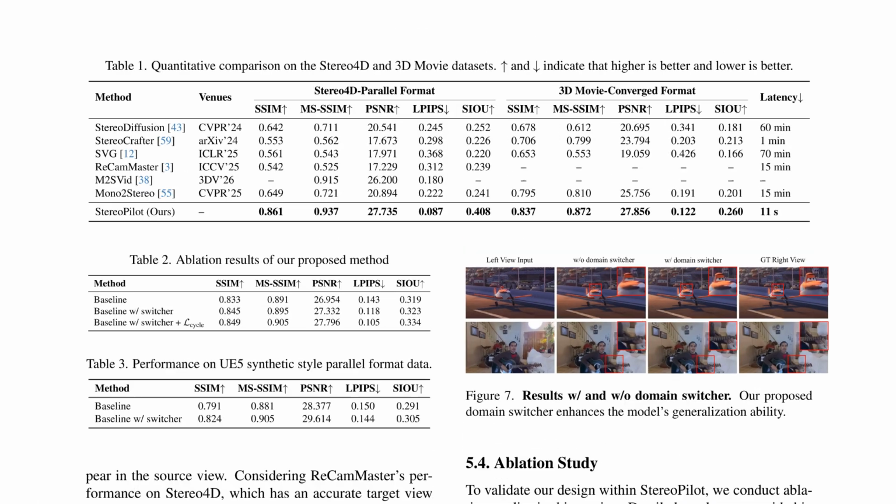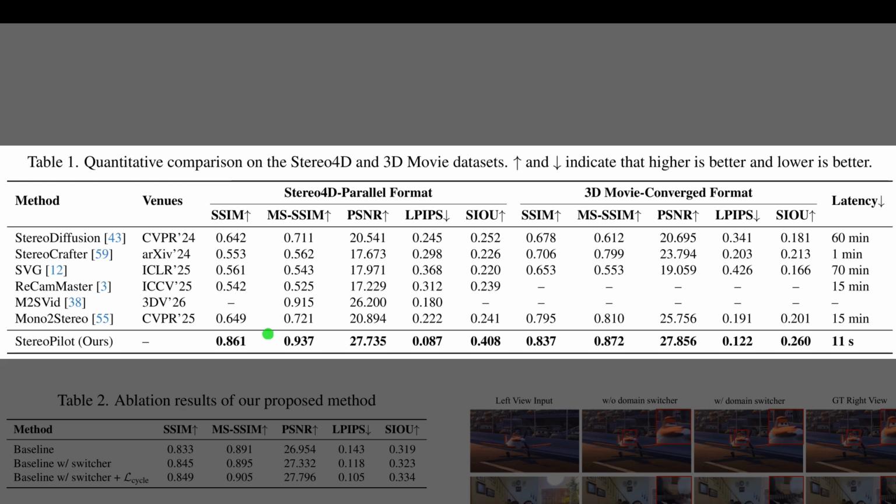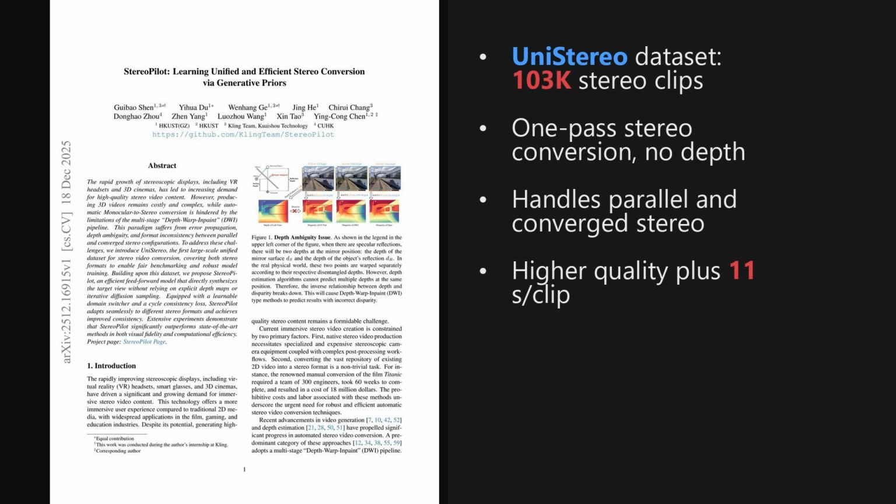Table 1 makes the core claim concrete because it shows the method winning on quality and speed across both stereo formats. The full table compares metrics like peak signal to noise ratio, which measures pixel level fidelity, and learned perceptual image patch similarity, which tracks perceived similarity, not just exact pixels. The stereo 4D parallel block shows the strongest scores in the StereoPilot row, including a peak signal to noise ratio around 27.7. The 3D movie converged block shows the same pattern, and the latency column highlights about 11 seconds per clip.